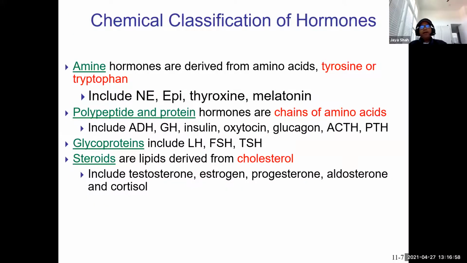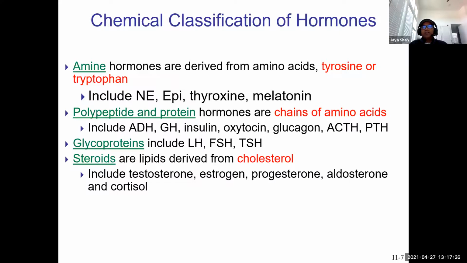Okay. Now, chemical classification of hormones. Hormones are chemical messengers, but they are made up of chemical compounds, and that's why we can classify them into different groups of chemicals. Some hormones are amine hormones. Amine hormones are derived from amino acids, mainly either tyrosine or tryptophan.